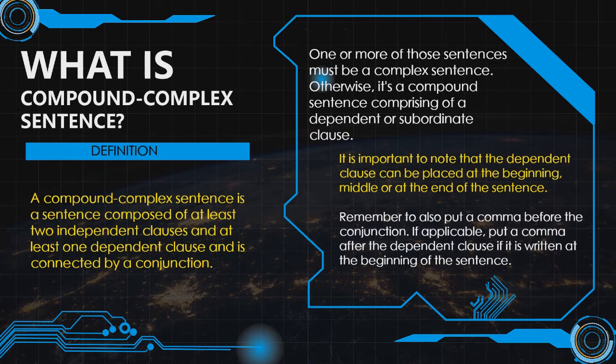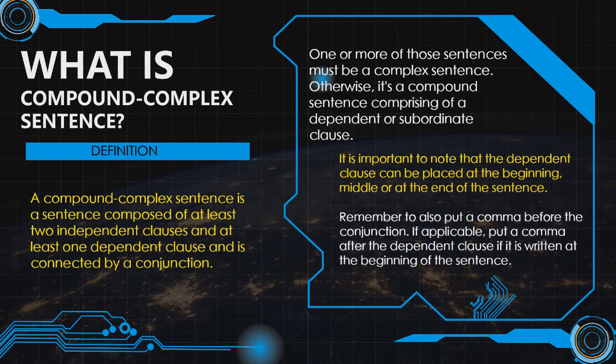But before that, let me recall a few things that were discussed a while ago. First is the compound sentence. Again, it contains two independent clauses linked by coordinating conjunctions, while the complex sentence has at least two parts: one is the independent clause and the other one is the dependent clause.